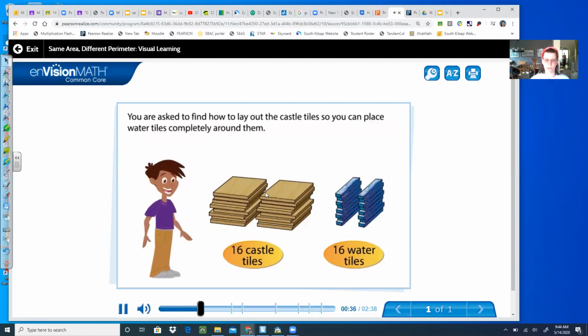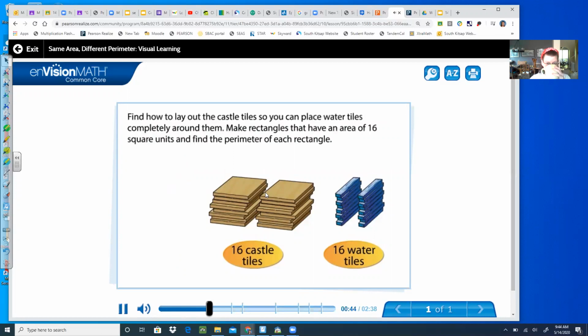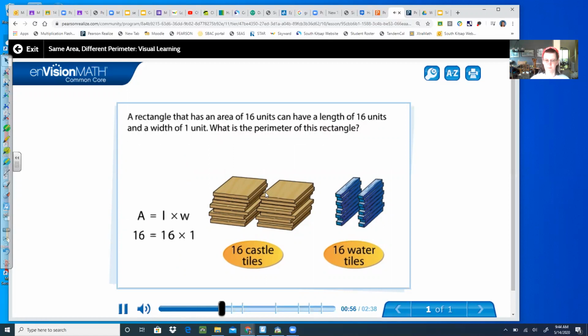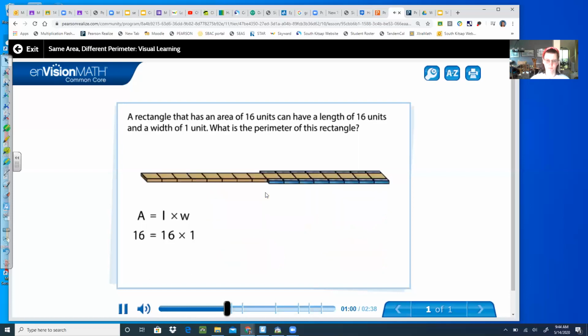You are asked to find how to lay out the castle tiles so you can place water tiles completely around them. Make rectangles that have an area of 16 square units and find the perimeter of each rectangle. A rectangle that has an area of 16 units can have a length of 16 units and a width of 1 unit. What is the perimeter of this rectangle?